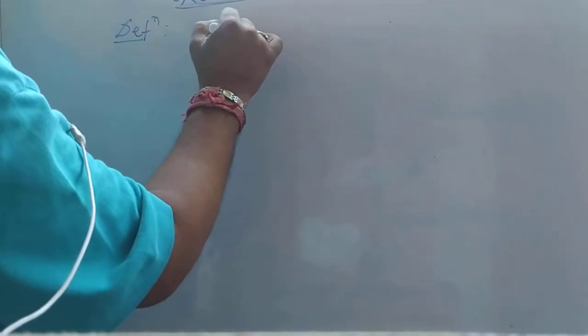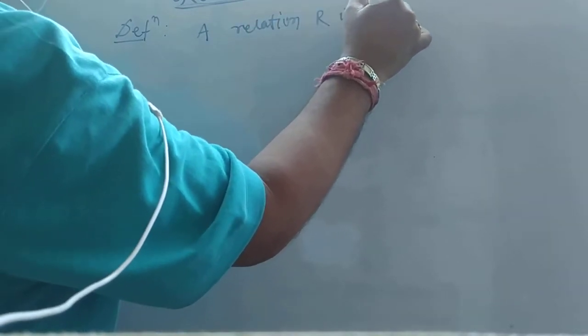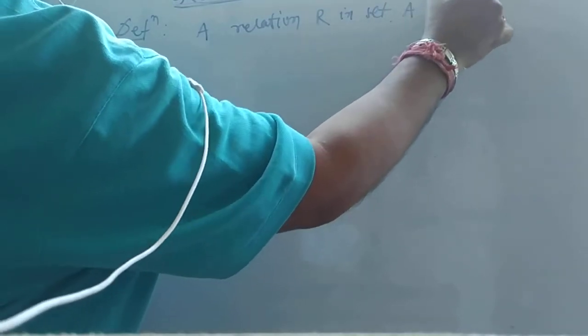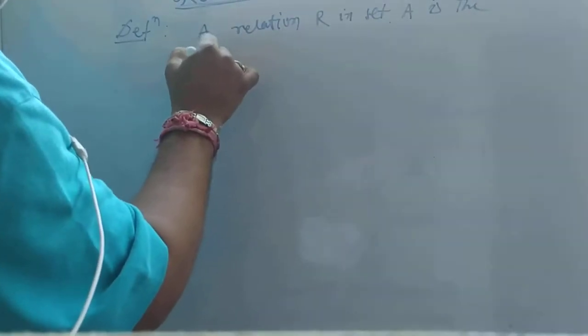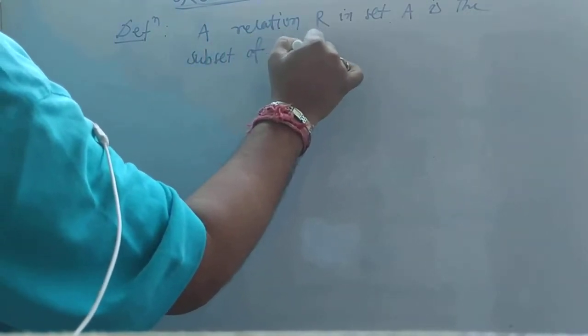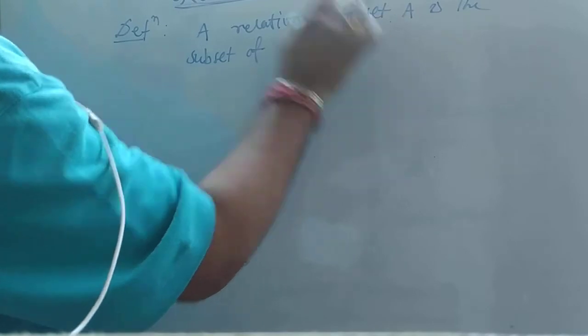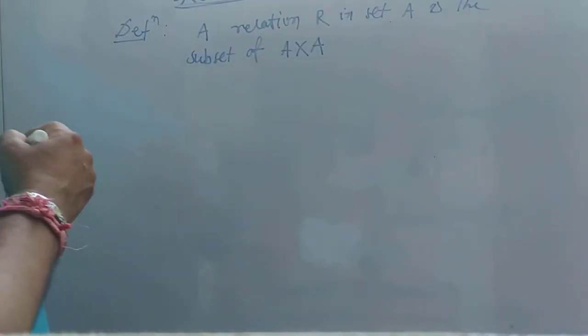Let us start with the definition of relation. A relation R in set A is a subset of A cross A. This is the definition of a relation.